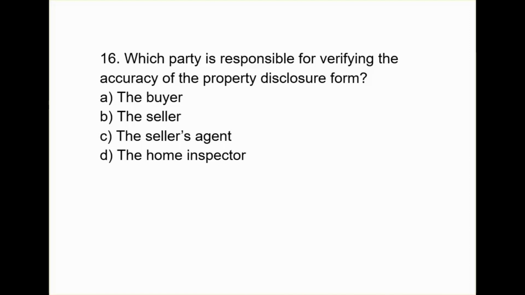Which party is responsible for verifying the accuracy of the property disclosure form? A, the buyer. B, the seller. C, the seller's agent. D, the home inspector.